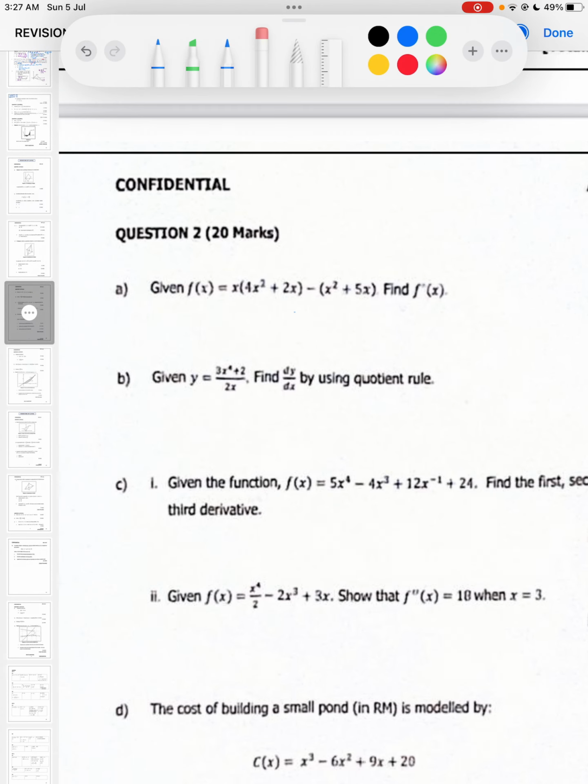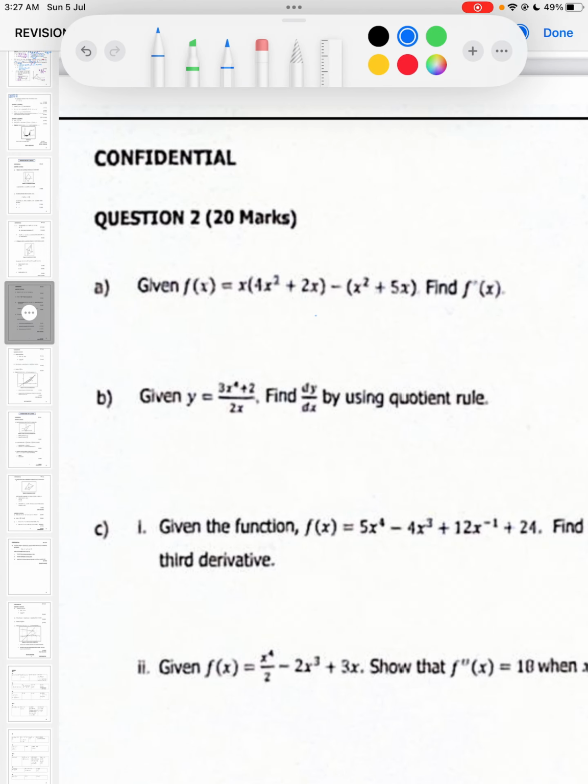Hello, so now I'll be doing set D differentiation question 2. I don't know if I have much time to do the rest, but I'll just do what I can. Okay, so let's go into the first question, which is: given f(x) equals x(4x squared plus 2x) minus (x squared plus 5x), find f prime x.